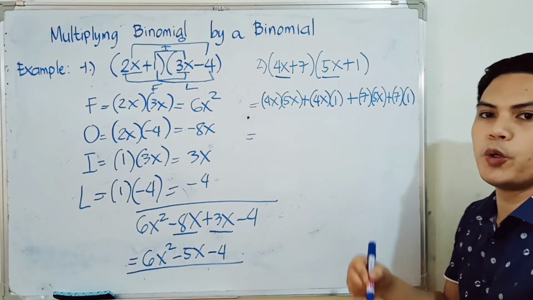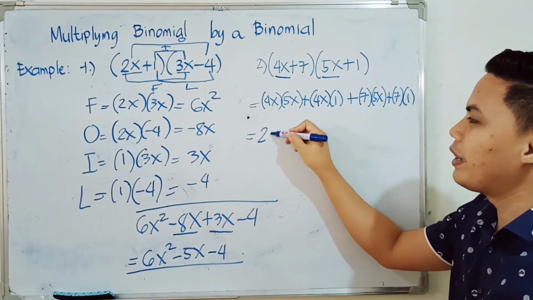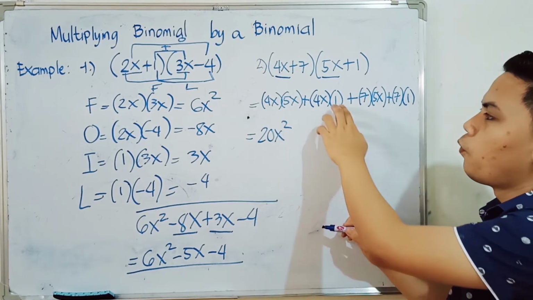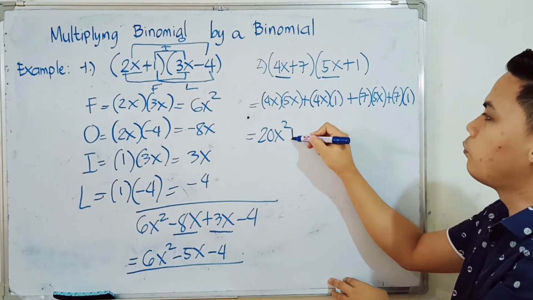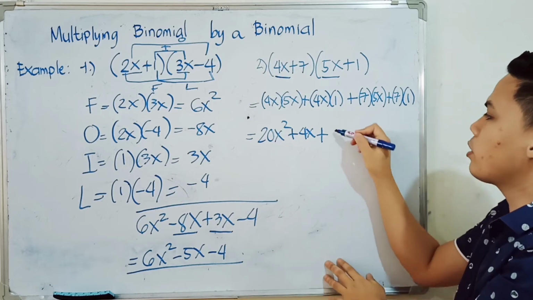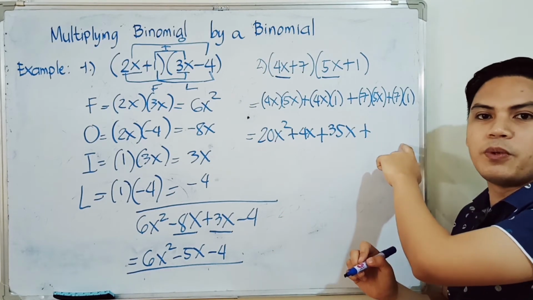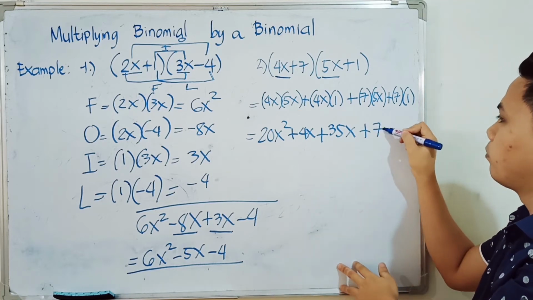And after that, we're going to simplify. 4x times 5x, we will have 20x squared. 4x times 1, we will have 4x. And 7 times 5x, we will get 35x. Then lastly, 7 times 1 is equal to 7.